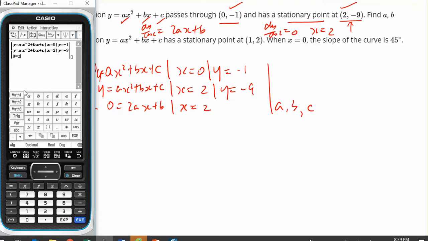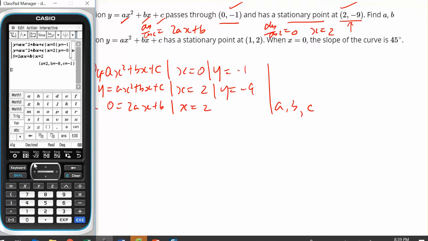So it goes back to VAR, 2ax plus b, given x equals 2. Okay, I'm just going to go a, b, c, solving for a, comma, b, comma, c. Okay, let's do it.